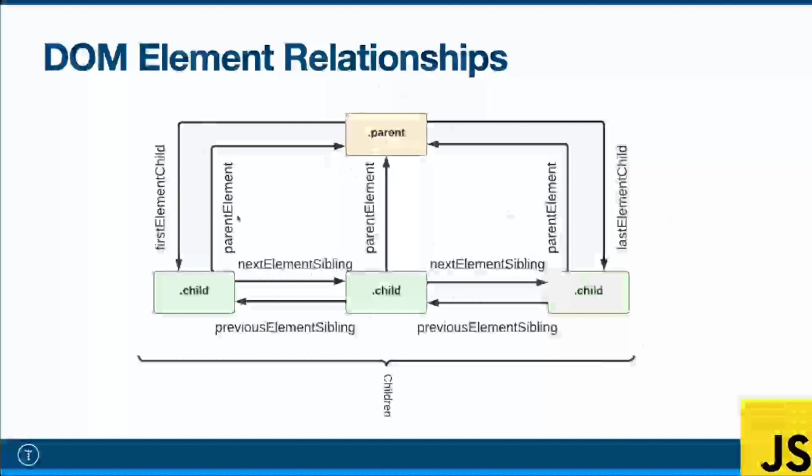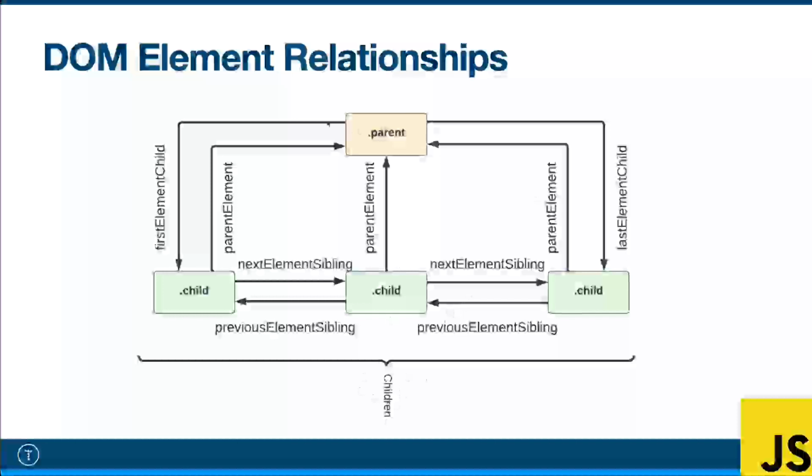There are different properties for us to traverse the DOM, move up and down. So we have a property called parentElement, which does just that. We have firstElementChild, lastElementChild, nextElementSibling, previousElementSibling, and then we also have a property of children, which gives us, I believe, a node list of all the children.